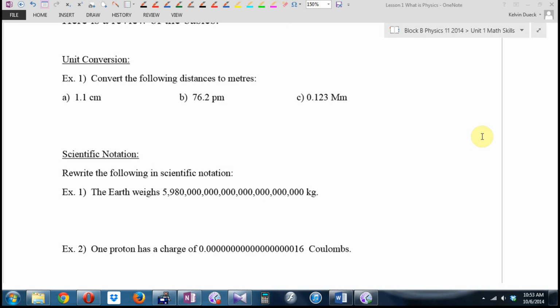So, first of all, conversion. I wrote, convert the following distances to meters. 1.1 centimeters. Well, I would go like this. I write down what they gave me. Anytime I'm doing a unit conversion, the very first thing I do is I write down what they gave me. And then I replace the centi with its power of 10. Centi is 10 to the what?